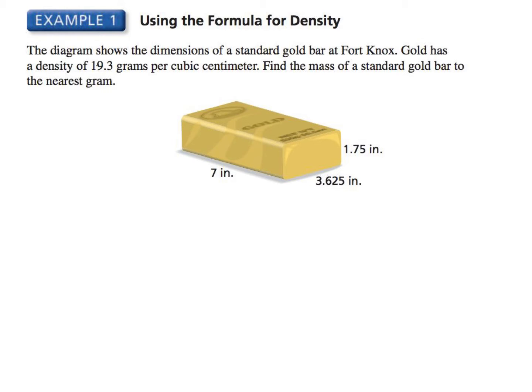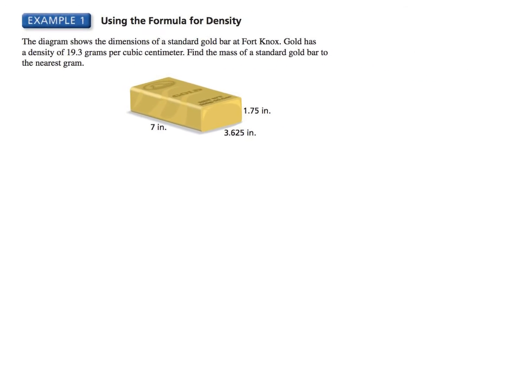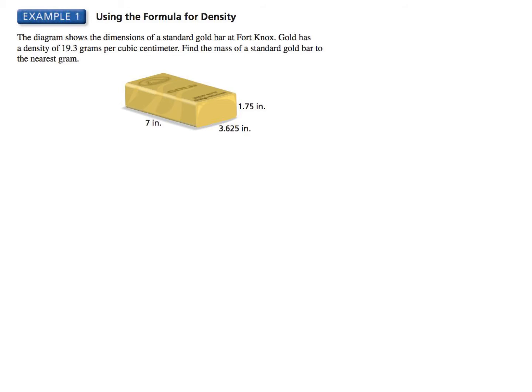Let's get started. So for this problem, I'm actually gonna make that smaller. So we're gonna be looking at this diagram. This is a standard gold bar found at Fort Knox. Gold has a density of 19.3 grams per cubic centimeter. We need to find the mass.